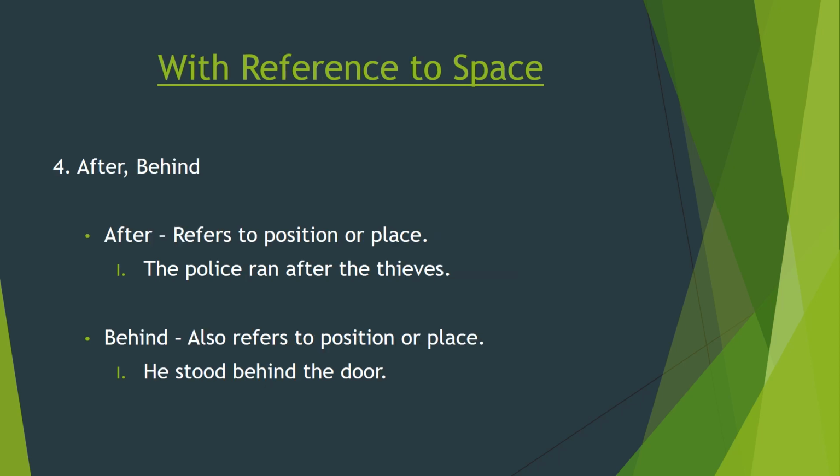Use of prepositions after and behind with reference to space. Preposition after refers to position or place. The police ran after the thieves. Behind also refers to position or place. But see the usage of these prepositions. He stood behind the door. We don't say he stood after the door. After is showing the position, that the police ran after the thieves, chasing the thieves. But standing after will not work. It is standing behind the door.